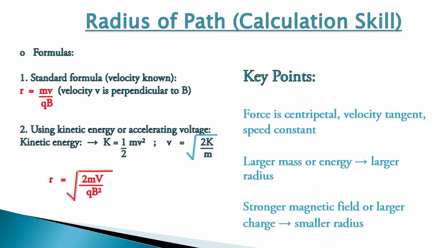This shows clearly that the radius increases with the mass and energy and decreases with the charge and magnetic field strength. Using both formulas helps students connect the physical motion to real situations like electrons accelerated in a lab or ions spiraling along a magnetic field.